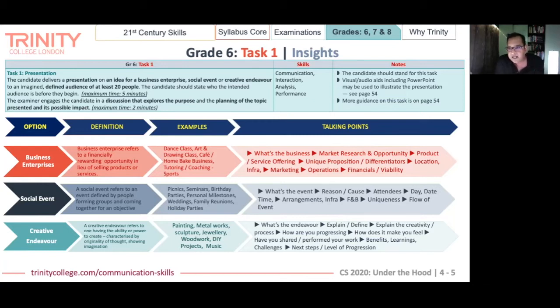So as you can see, I've laid out the definitions just to help. And not just the definitions, I've given you a few examples. And against that, I've even given you some talking points to help you develop your presentation material.